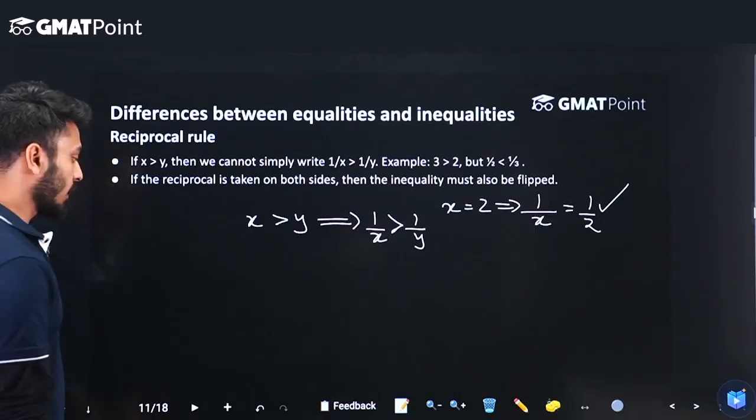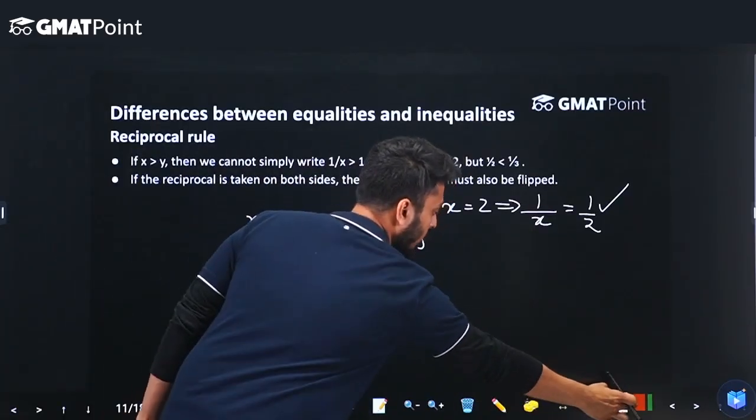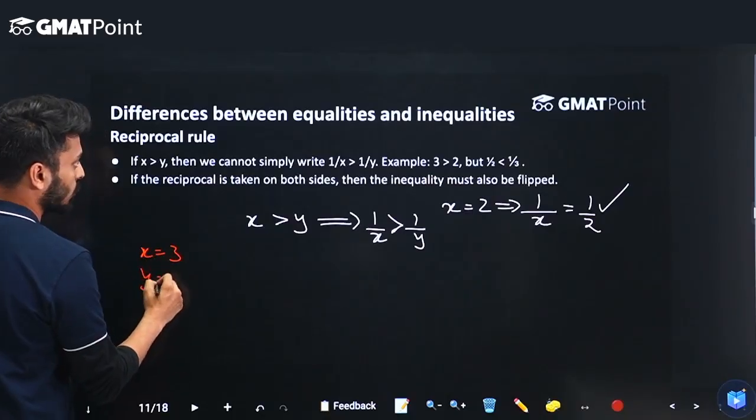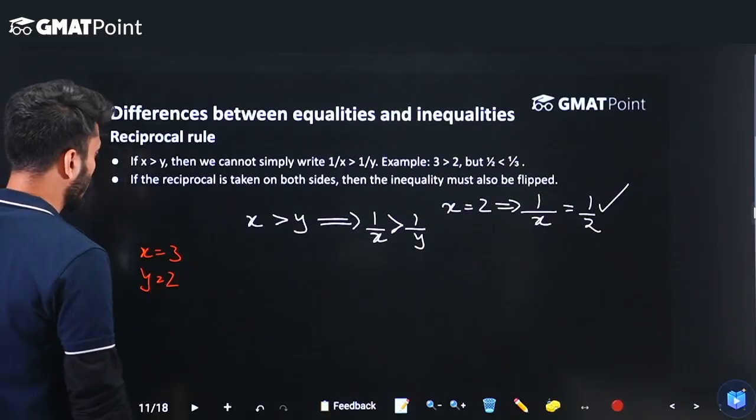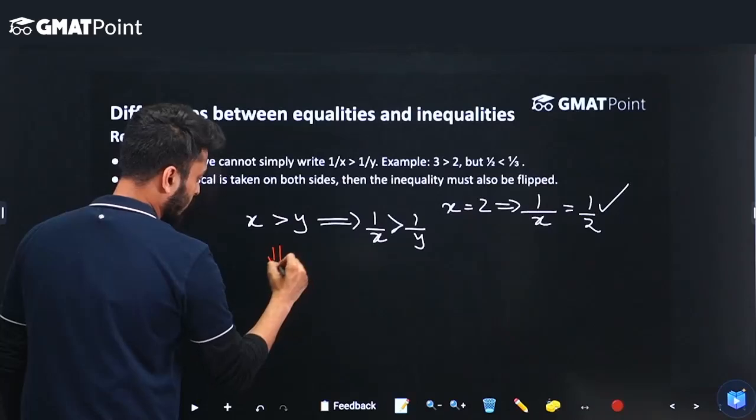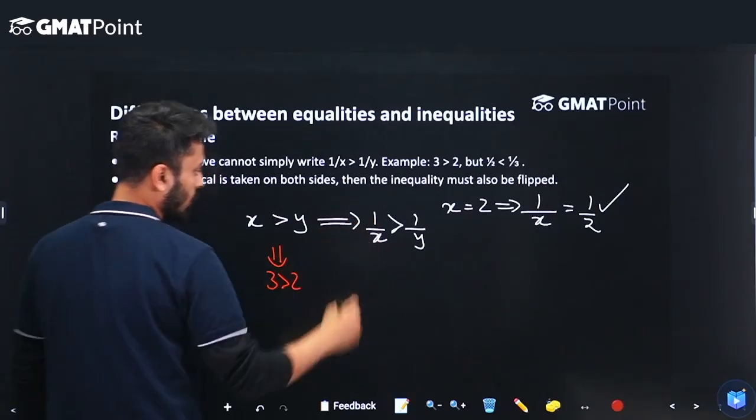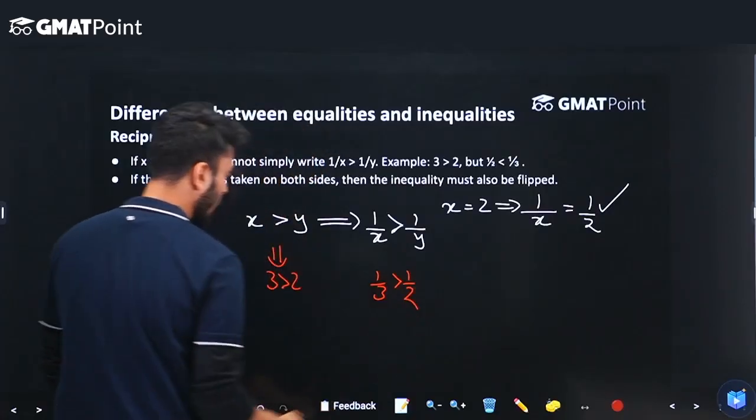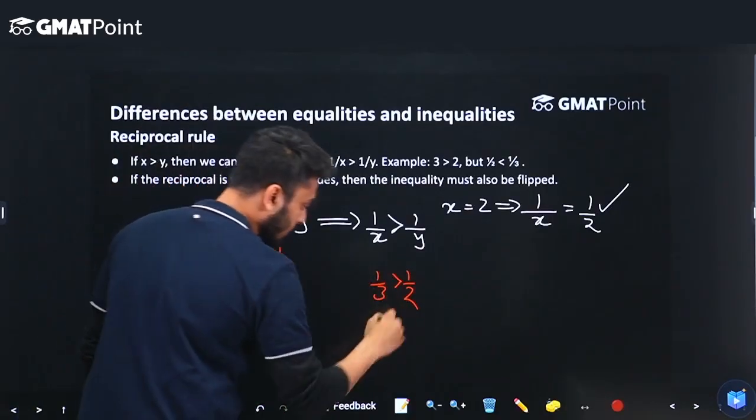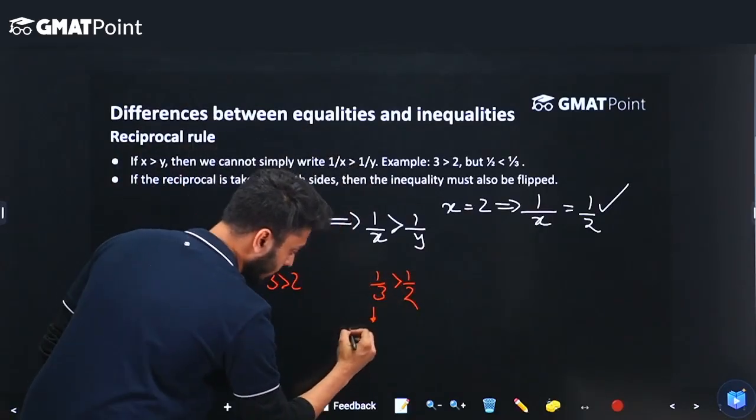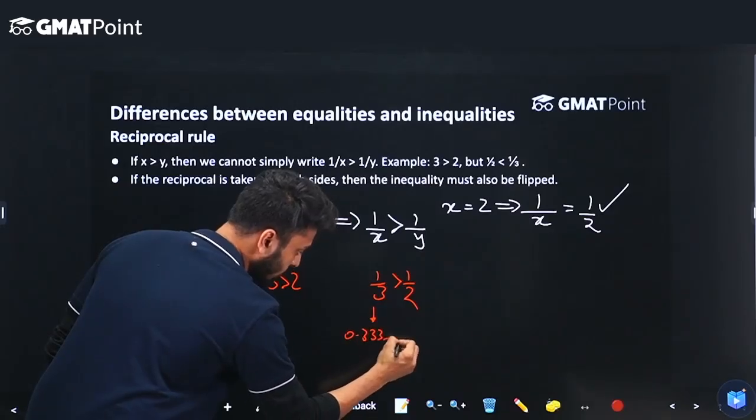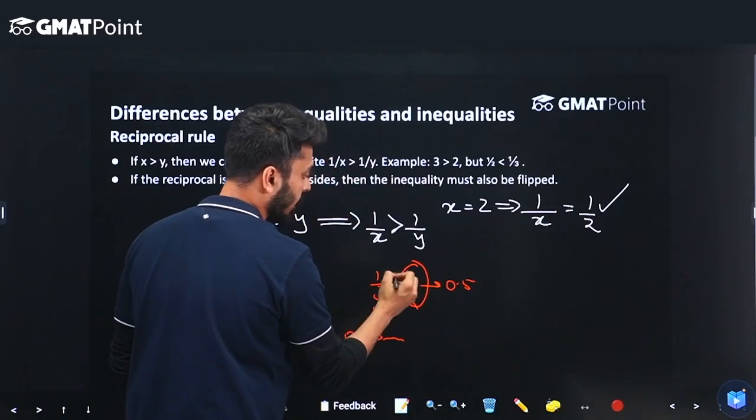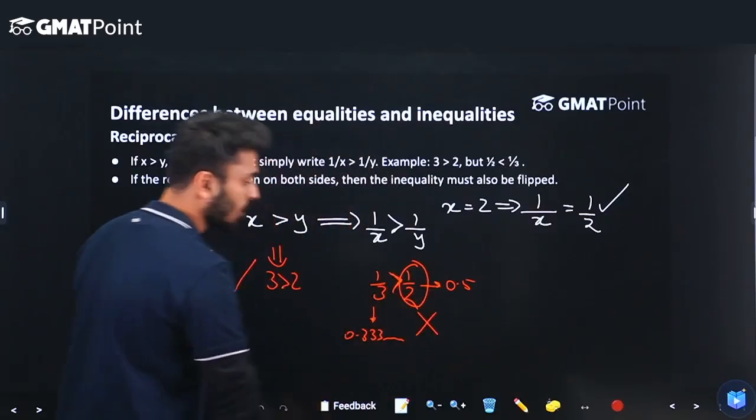Let's again test this with an example. Let's say if I was to put x equals 3 and y equals 2, then the left hand side becomes 3 is greater than 2 and the right hand side becomes 1 by 3 is greater than 1 by 2. This is valid, but this is invalid because 1 upon 3 is roughly 0.333 and so on. 1 by 2 is 0.5. So clearly this side is larger than this side and the inequality is invalid.